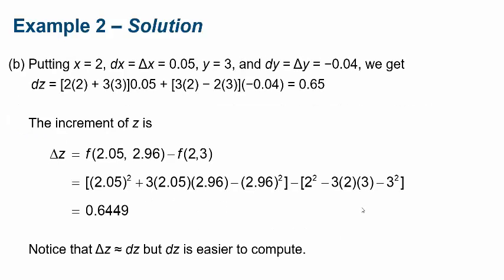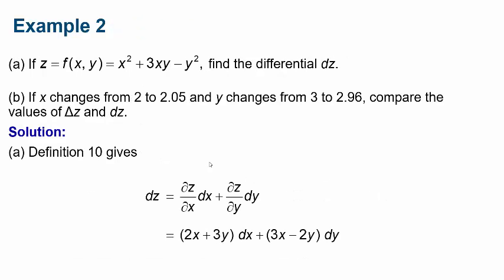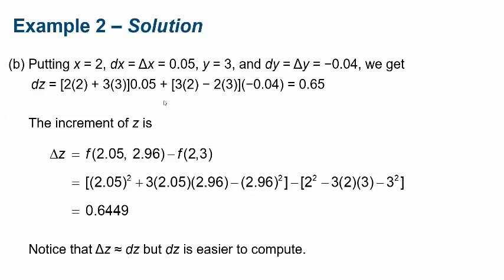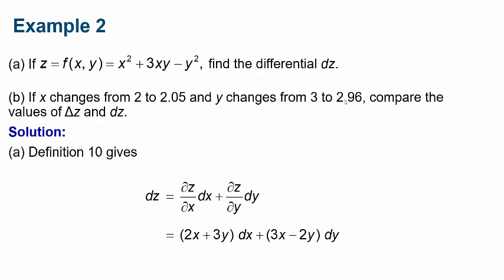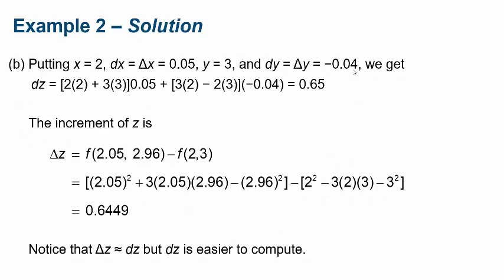All right, now how do we do this next part? Putting x is equal to 2, dx is equal to delta x. Well, the change in x we see here is 0.05. y is equal to 3, and dy is equal to delta y. You notice to go from 3 to 2.96, you go minus 0.04. Plugging into our formula, we get dz, the total differential, the total change. Plugging these values into this equation we just found, you end up getting 0.65.